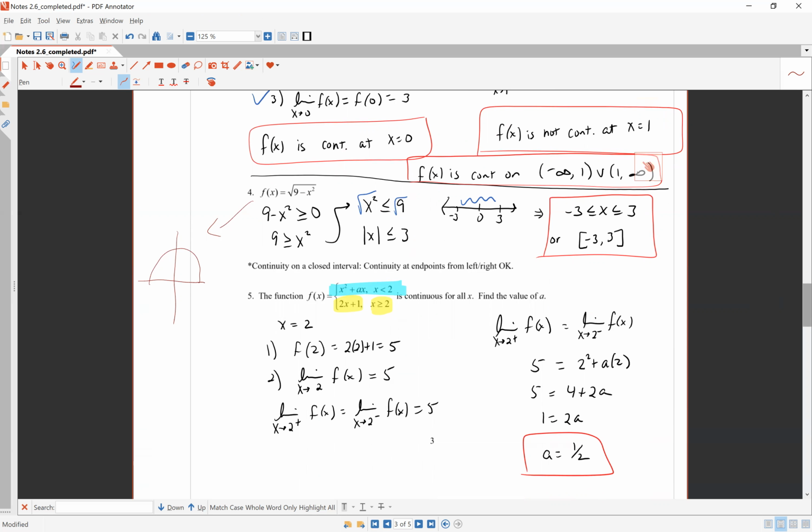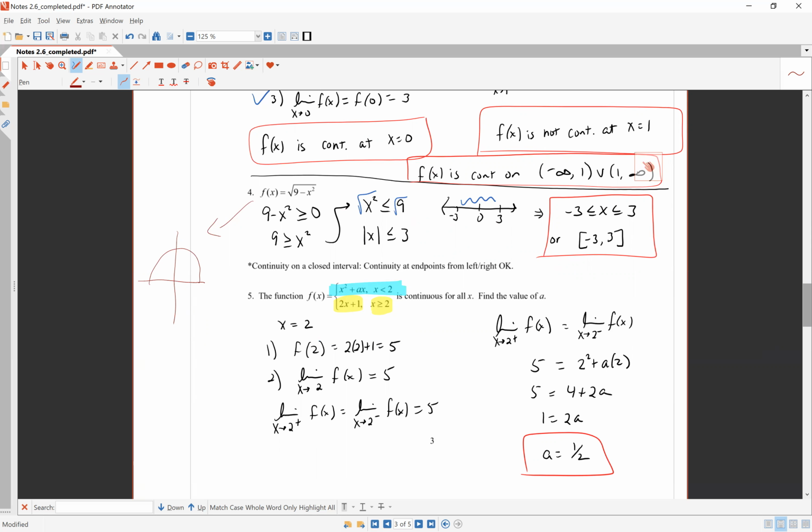So problem 5 is kind of a fun problem. You have this piecewise function for x less than 2. It's the second degree polynomial x squared plus ax. We don't know what a is. And for x greater than 2, it's 2x plus 1. So what value of a would make that continuous? We want the functions to be equal to each other at x equal to 2.